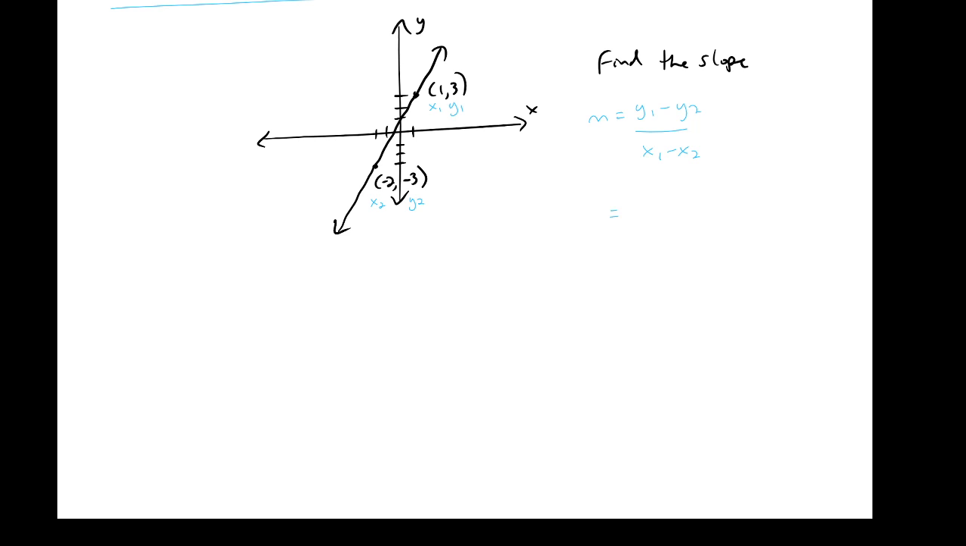So let's substitute. Y sub 1, we had 3, and remember, when we substitute, we do so in parentheses. Minus (-3), my y sub 2, over x sub 1, which is 1, minus, and then my x sub 2 is (-2). Now remember what happens here. I have 3 minus -3, and that's going to be plus, or 1 minus -2, which is also going to be plus, or in other words, 6 over 3, which is just 2.